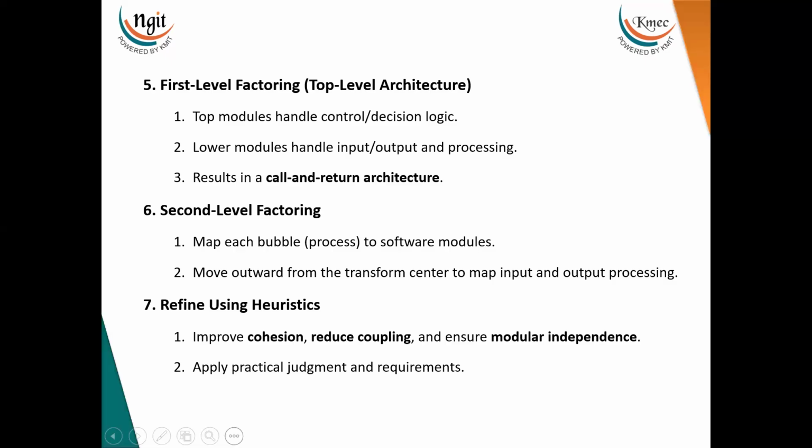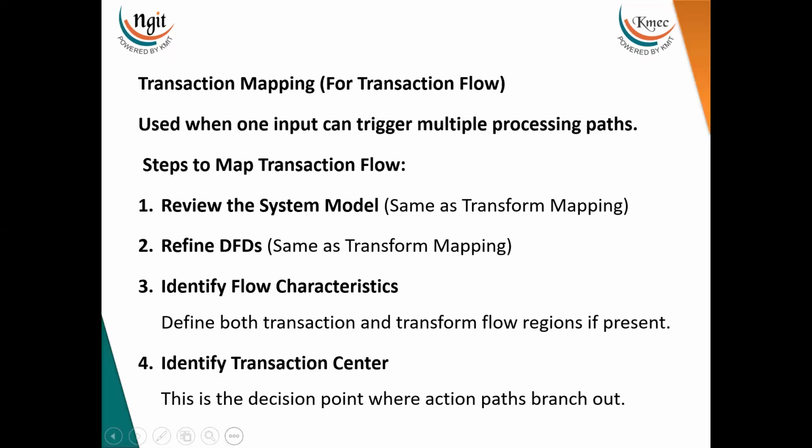Then transaction mapping. Here, in many software applications, a single data item will trigger one of a number of information flows, right? So this data item is called a transaction. Now there are steps for designing these. The first one is to review the fundamental system model, which means this step is identical to the corresponding step for transform mapping.